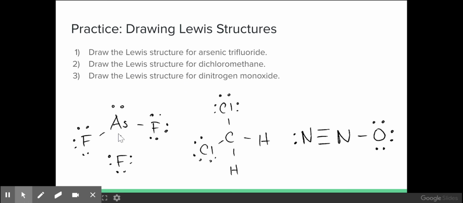The Lewis structure for arsenic trifluoride is going to have a lone pair of electrons on the center arsenic. Each of these fluorine atoms is going to be connected with a single bond, and we don't have any deviation from the octet rule.